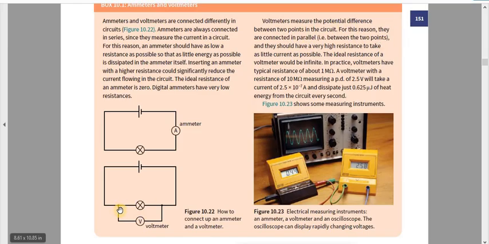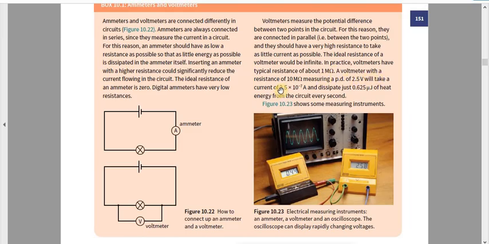between 2 points in a circuit, so this point and this point. For this reason, they are connected in between 2 points, and they should have a very high resistance to take as little current as possible. That's what I explained. So they have very high resistance so that very little or almost 0 current flows through the voltmeter. The ideal resistance of a voltmeter would be infinite. So ideal, the perfect way is to have a very high or infinite resistance. In practice, voltmeters have typical resistance of about 1 megaohm. 1 mega means 1 million ohms.